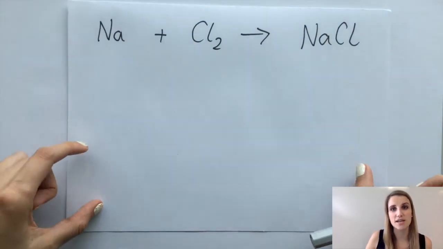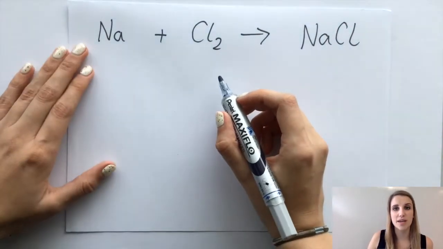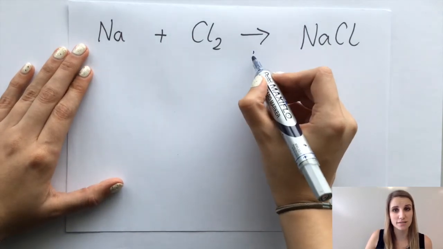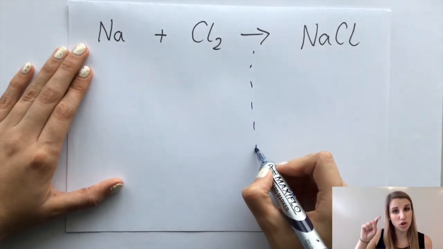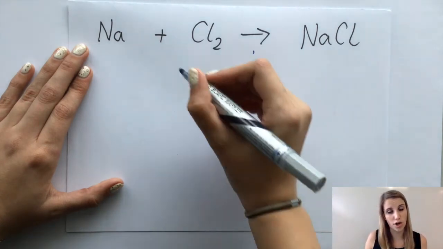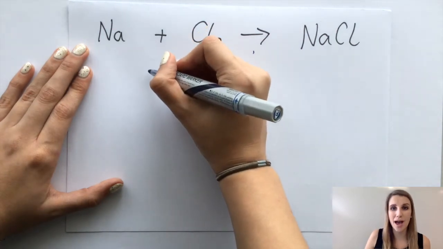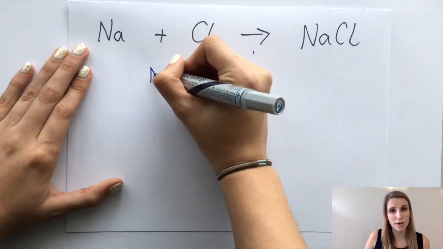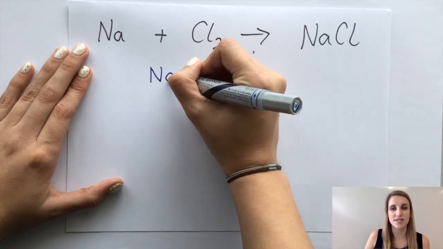This is the first one here. Sodium plus chlorine gives me NaCl, or sodium chloride. The first thing I'm going to do is put a dotted line down the middle of my page where the arrow is to separate my reactants from the products. Then I want to know how many of each element I have on each side of this line.